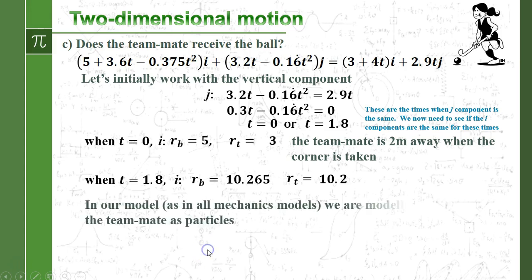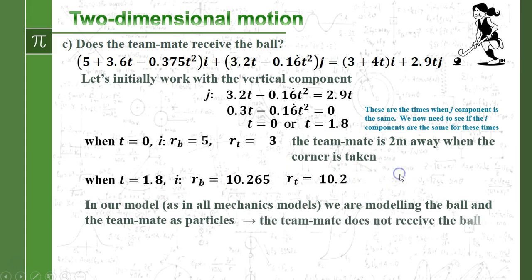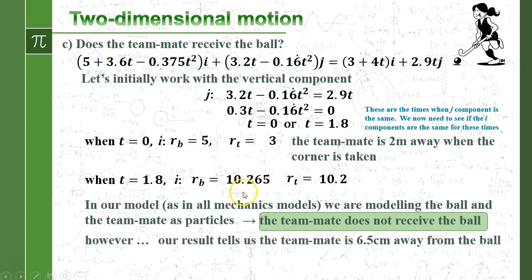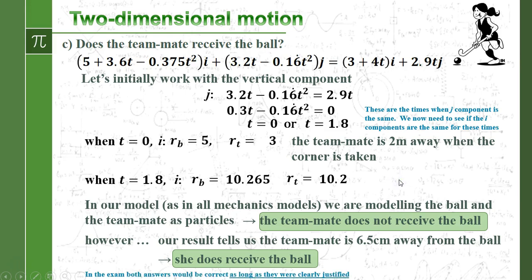So what does that tell us? Well, in our mechanics model, the ball and teammates are particles, so clearly these two values are not the same. Therefore, the teammate doesn't receive the ball. Except, of course, in reality, these figures tell us our teammate is only 6.5 centimetres away from the ball, so in actual fact we can probably say yes, she does receive the ball. As long as you clearly justify which way round you're explaining it, you would be okay with either response. So there we go.